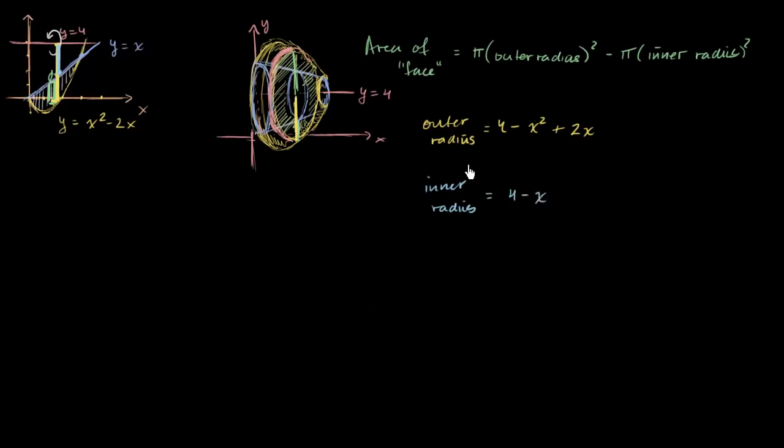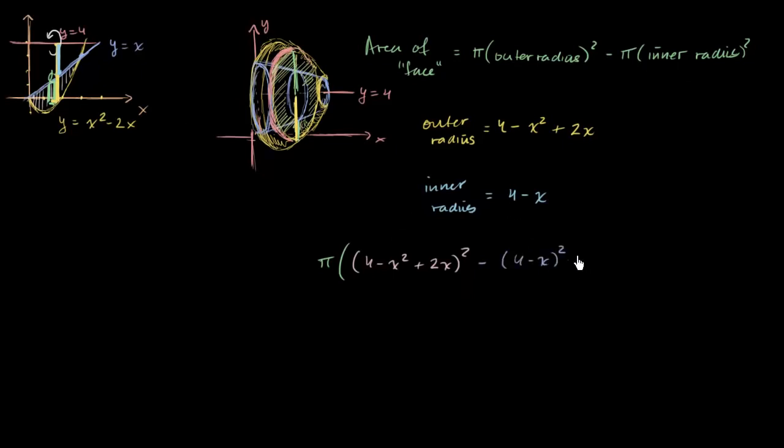So if we wanted to find the area of the face of one of these washers for a given x, we can factor out this pi. It's going to be pi times the outer radius squared, which is all of this business squared. So it's going to be 4 minus x squared plus 2x, squared, minus the inner radius squared, so minus 4 minus x, squared.